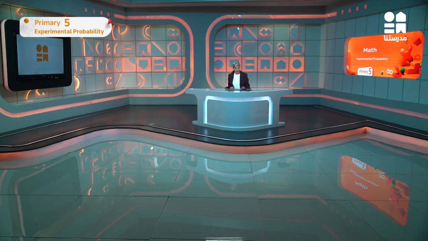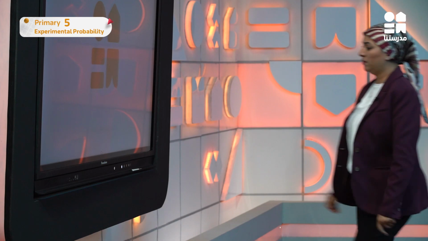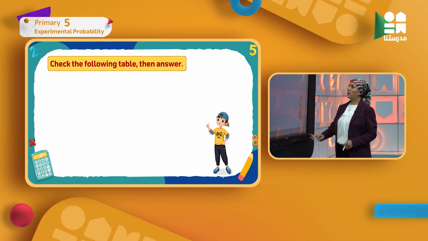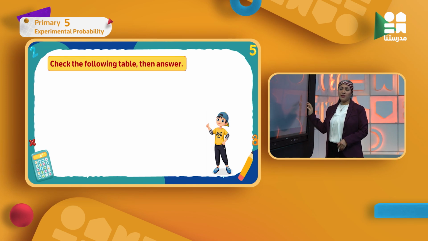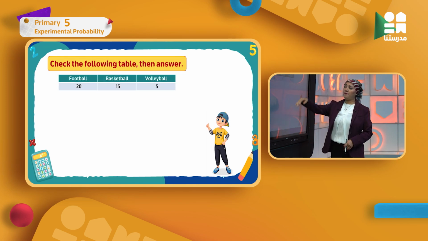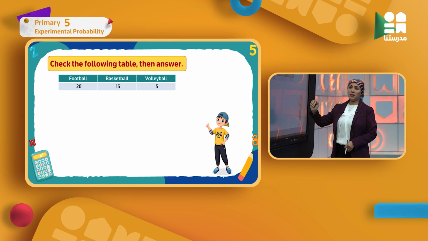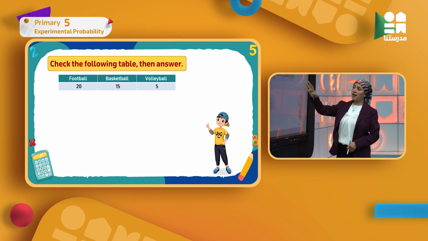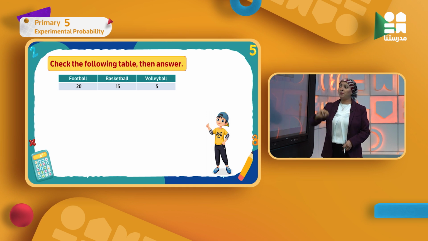Now let's go to answer another example on the board, okay? Okay, another example, it has almost the same idea. Here, check the following table, then answer. I have some students in a class or in a school. 20 of them are playing football, 15 are playing basketball, and 5 are playing volleyball.